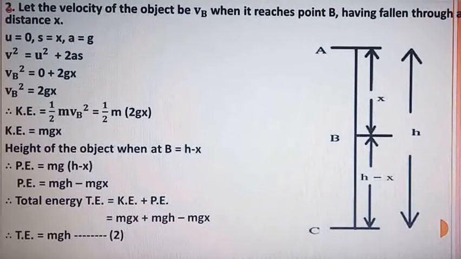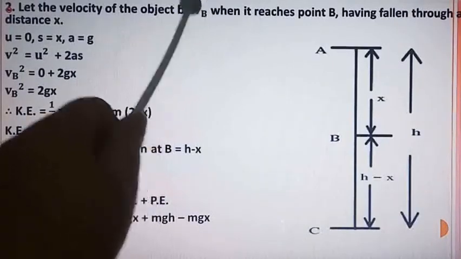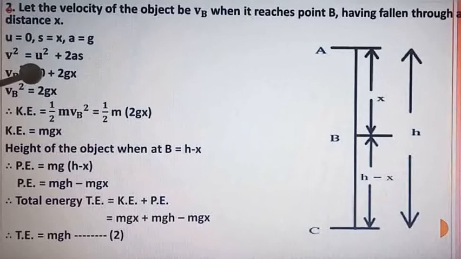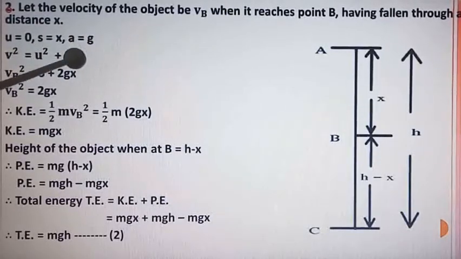Let us consider Newton's third equation of motion, V square is equal to u square plus 2as. So Vb square: Vb is the velocity, initial velocity is 0. So 0 square plus 2 multiplied by g, and in place of s you will put x. So Vb square is equal to 2gx.